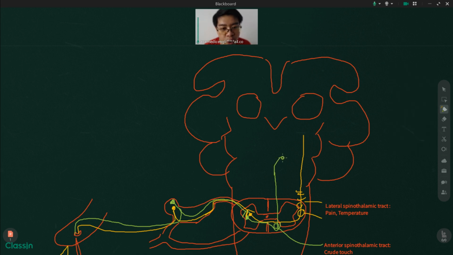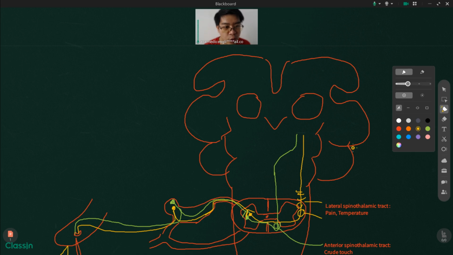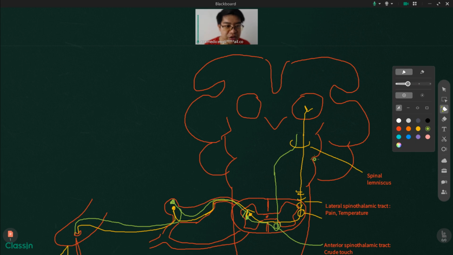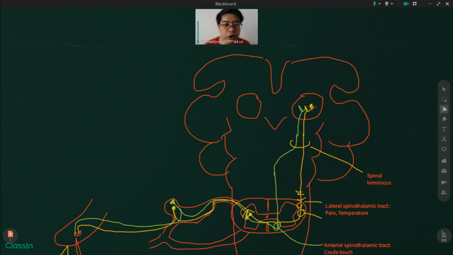These two are going to join together with another tract. This joining over here at the brainstem, you call it the spinal lemniscus. Okay, and the fibers from the spinal lemniscus are going to go up here to the thalamus, and they are going to synapse at the third order neuron at the thalamus. So the thalamus will contain the cell body of the third order neuron.